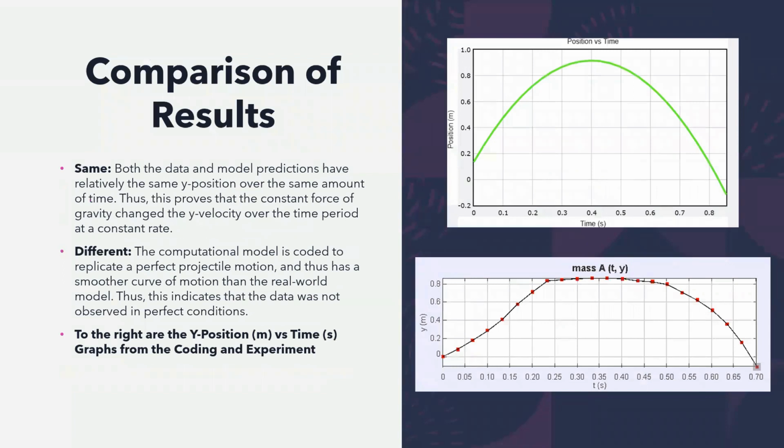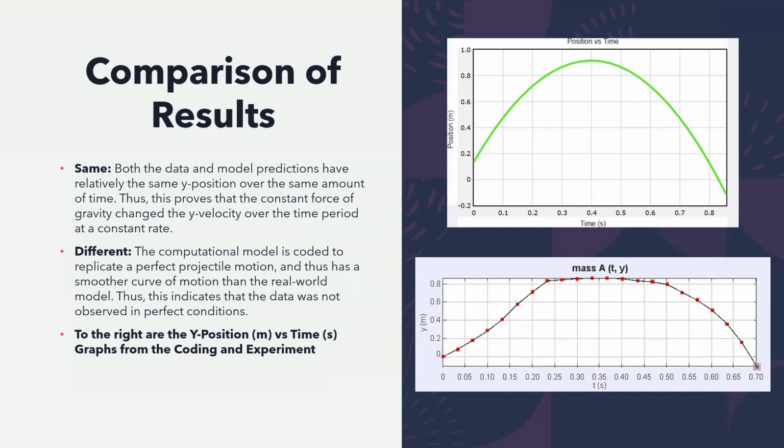So for comparison of results, similarities between them are the data and model predictions have relatively the same y position over the same amount of time. Thus, this proves that the constant force of gravity changed the y velocity over the time period at a constant rate, as shown to the right as well.